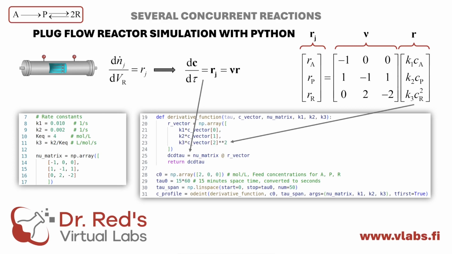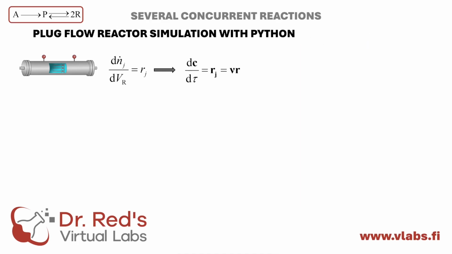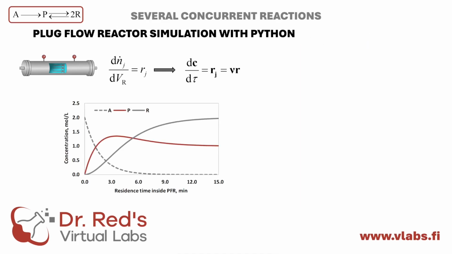Regarding the numerical integration, the initial concentrations in vector C0 represent the feed. The integration time span ranges from 0 to the selected spacetime, tau naught. Once more, we invoke odeint for the integration. Plotting concentrations against time gives us the reactor's internal concentration profiles.